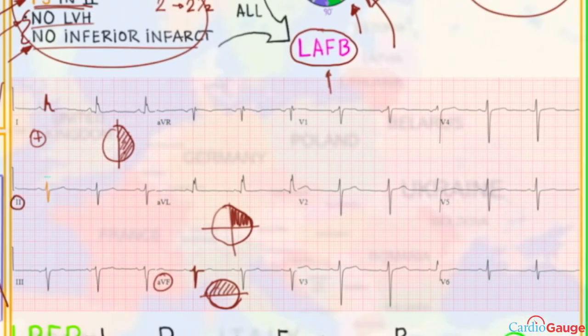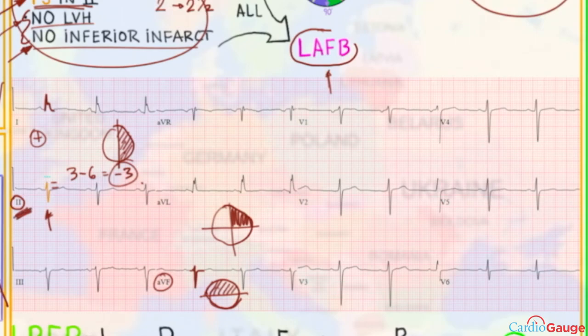Then we've got to look at lead 2 and see if that's positive or negative. Lead 2 here is about 3 positive, so 3 minus 6, something like that. So lead 2 is negative, and that means we're in the left axis deviation realm. Whether it's minus 45 or not, I'm not sure, but close enough. So we'll be thinking about left anterior fascicular block here.